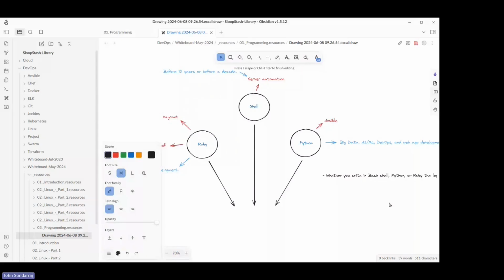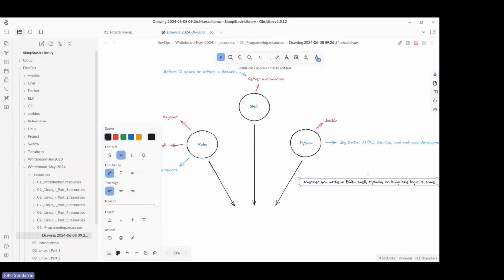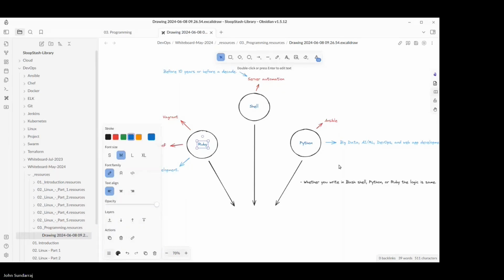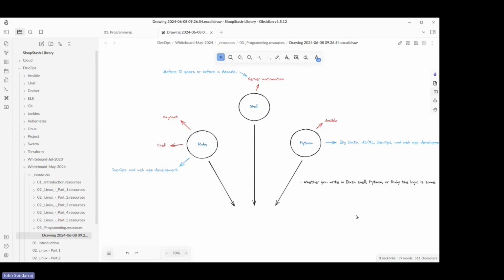Whatever you write in Ruby or whatever you write in Python, in the context of scripting, the logic is the same. The logic doesn't change. So you don't need to worry whether you write it in Python, Ruby, or shell programming or anything else. In all places the logic stands the same, so you don't need to worry.